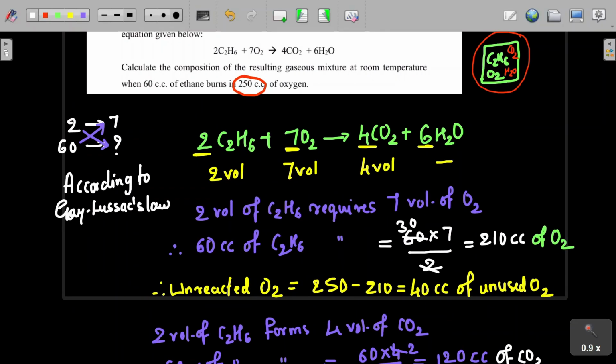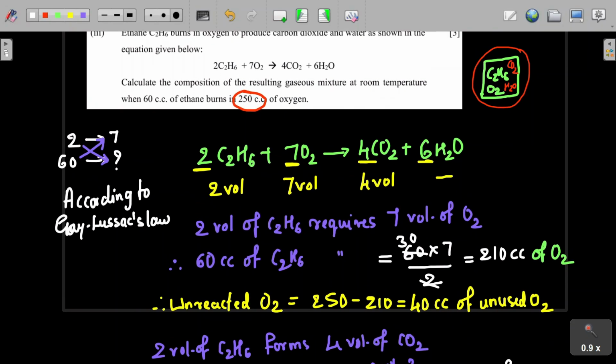The unreacted part is where they have given the reactants and the values. Here, 60 cc of ethane and 250 cc of oxygen. First of all, you should find how much oxygen 60 cc of ethane requires to react. How do you know that? By this equation, 2 volumes of ethane require 7 volumes of oxygen. Means if you take 2 liters of ethane, you need 7 liters of oxygen.